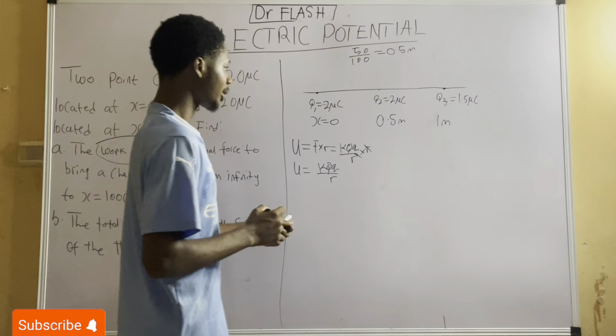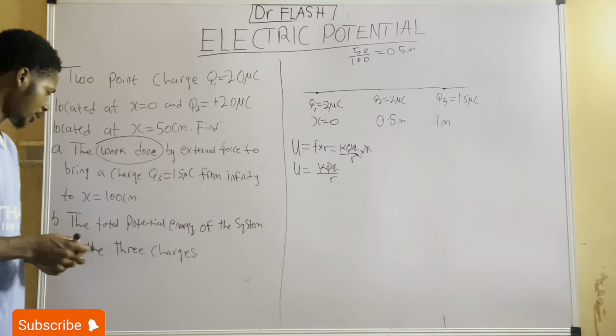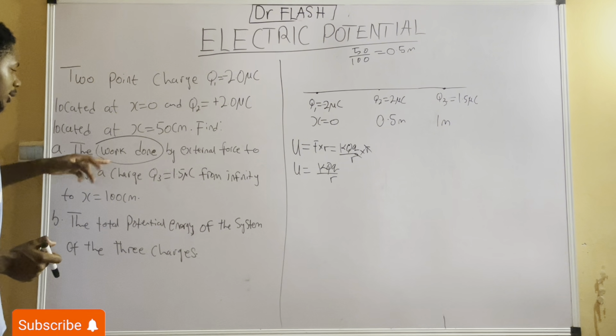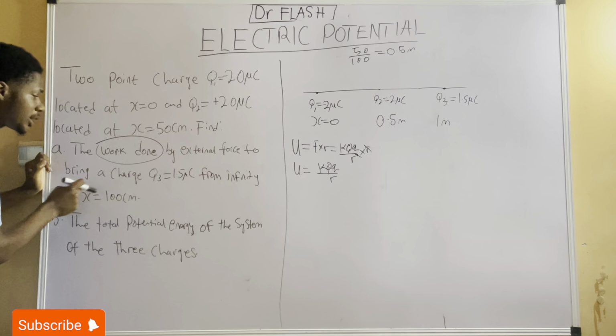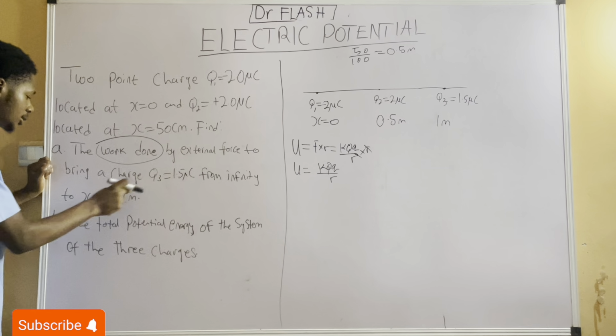Now how are we going to attempt this problem using this formula? Here's how it's been done. The question asks us to find the work done, of which you know that's the formula, by the external force to bring a charge Q3 from infinity to this point.